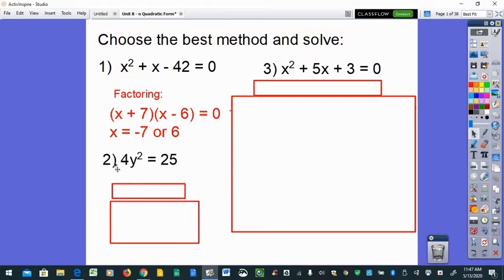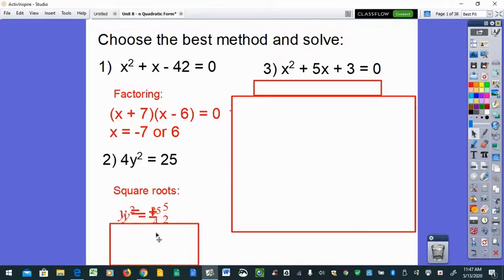Number 2 has no bx term, just a different variable here. So how about square root? I'm going to divide both sides by 4, and I just happen to notice that 25 and 4 are perfect squares, so I just kind of left those the way they are. So there's the 25 over 4, and I take the square root of both sides. Square root of 25 is 5, the square root of 4 is 4. Don't forget your plus or minus, because there are 2 roots, 2 answers, 2 x-intercepts. And if you put 2.5 here, that would absolutely be fine.